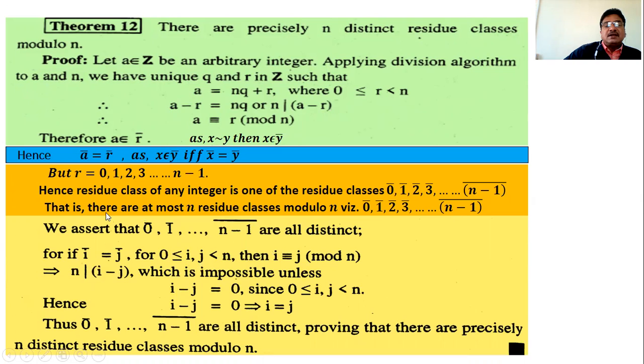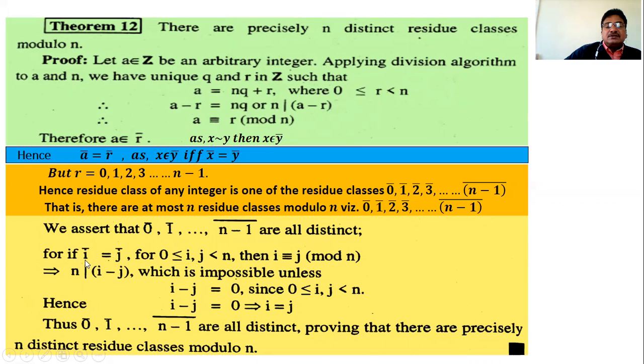So here is the statement: there are at most n residue classes modulo n, namely 0 bar, 1 bar, 2 bar up to n minus 1 bar. Now we have to show these all are distinct. So the proof is by contradiction. We assume that out of these n residue classes, two are same. Suppose i bar is equal to j bar. Obviously i and j are running from 0 to n minus 1.